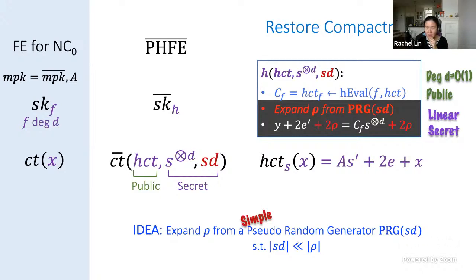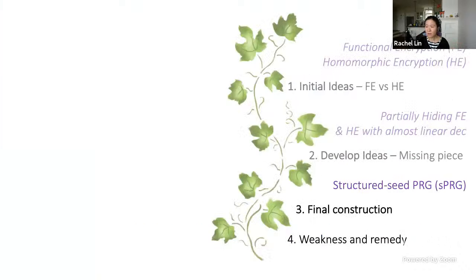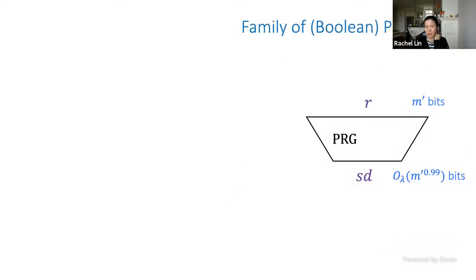For this to work, we really need a very simple PRG, because function H is so simple. We need to keep function H simple. And this leads to our key pseudorandom object that Amit mentioned, the structure seed PRG.